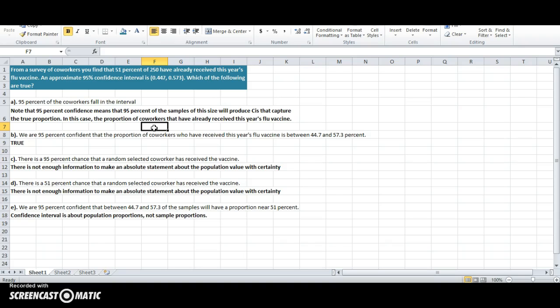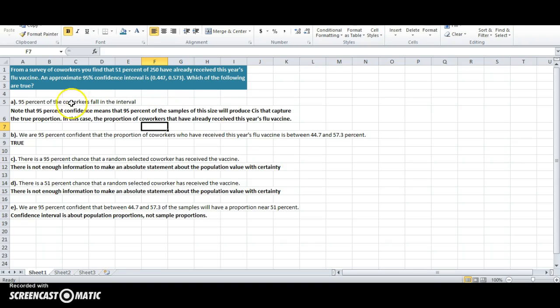From a survey of coworkers, you find that 51% of the 250 have already received this year's flu vaccine. An approximate 95% confidence interval is 0.447 and 0.573. Which of the following are true? So what we're going to do is go line item, question A, question B, and kind of hashing out whether or not each statement is true.